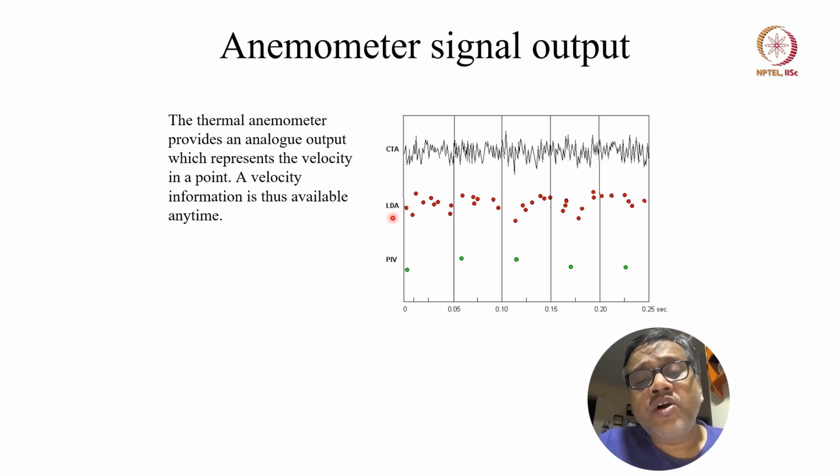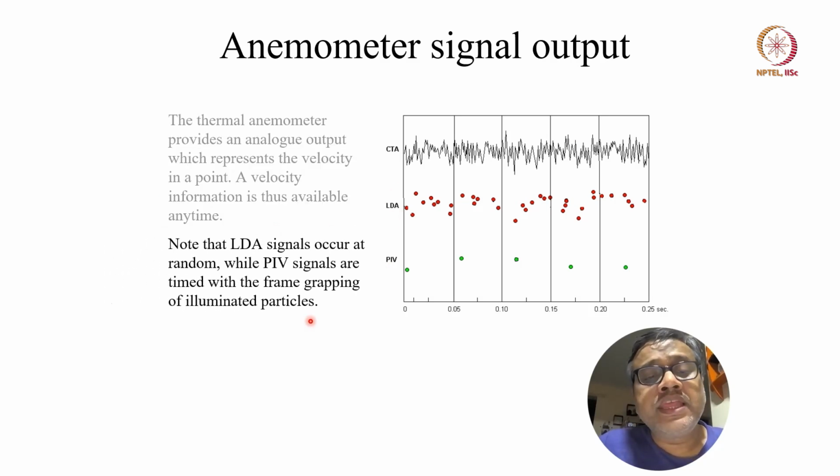Whereas LDA or PIV signals are timed with frame grabbing of illuminated particles. So this is more of a continuous signal. This is more of a signal in which you get the information at certain discrete time snapshots, essentially.